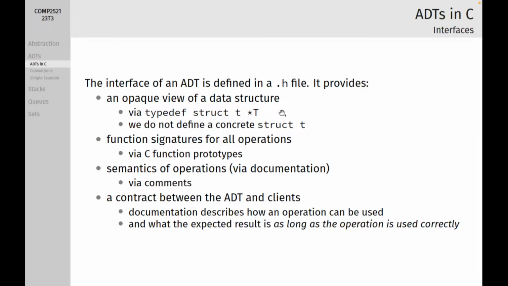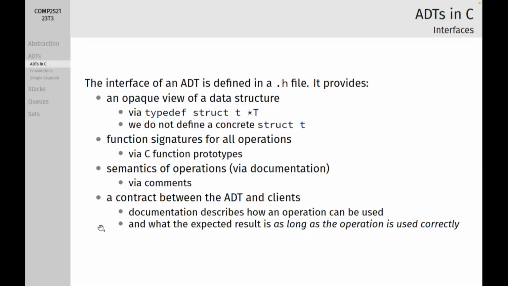All right, and in the interface, we don't provide a concrete struct definition. That will be provided in the implementation. The interface also contains function signatures, and that would be provided via function prototypes. The prototypes will have all the types of all the inputs and the types of all the outputs. And in order to describe what they do, we have documentation, which is provided via comments.